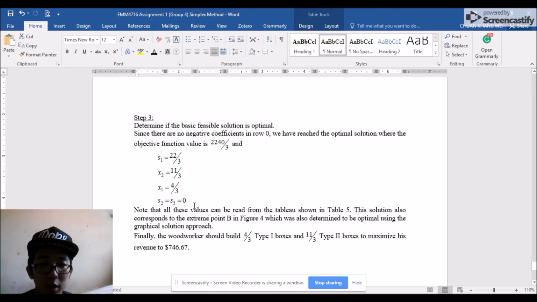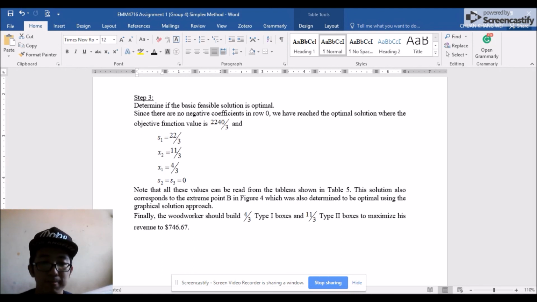This is the answer. After that, you have to calculate the revenue. By substituting the values of x1 and x2, you can calculate that the revenue is 746 ringgit point 67. So this is it. Thank you.